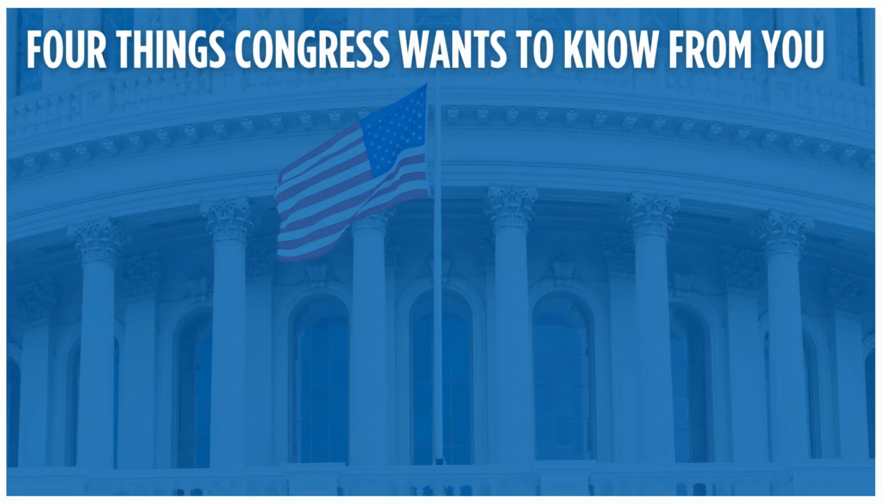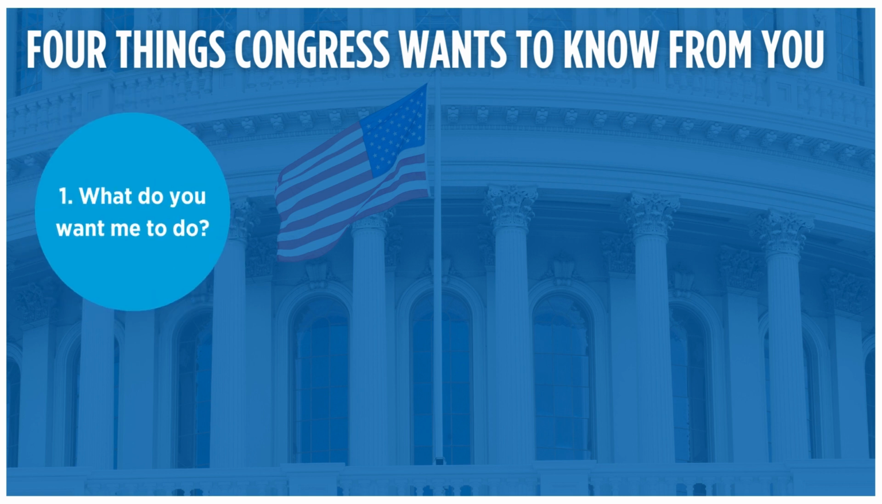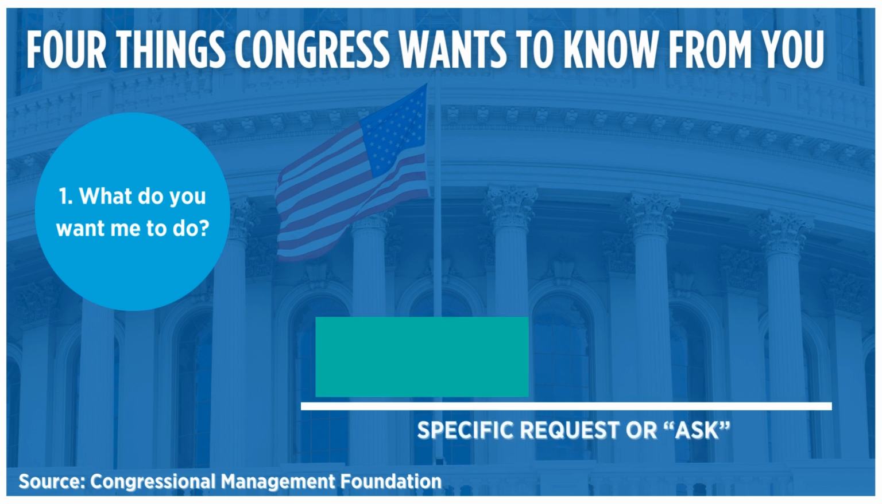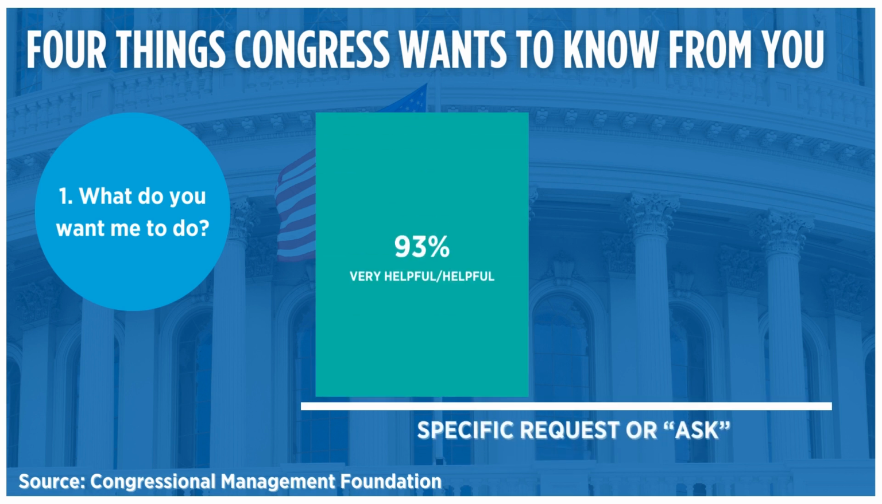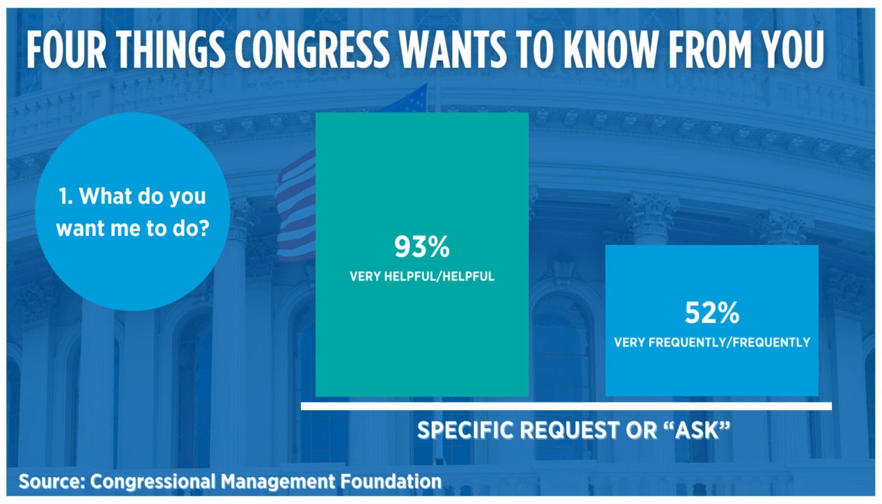Now, here are 4 things Congress wants to know from constituents. Number 1, they want to know, what do you want me to do? The importance of having a specific ask has been covered earlier in this video, but it deserves another shout out. The fact is that most people fail to communicate a specific ask in their meetings with Congress. According to the Congressional Management Foundation, 93% of congressional staff said that it's helpful when constituents come to their meetings with a specific ask. Yet 52% of congressional staff said that happens frequently.